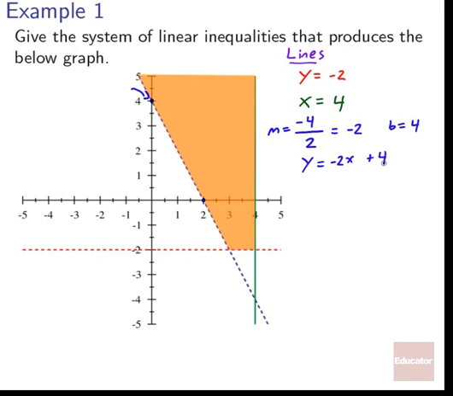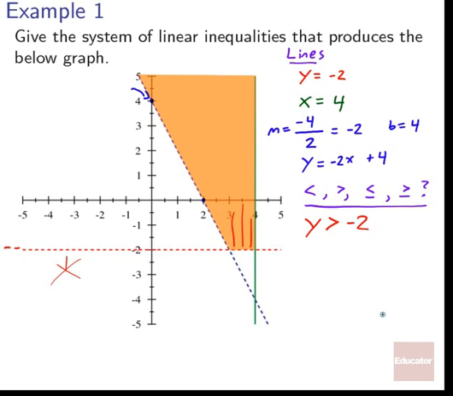So now it's a question of what symbol goes in there. We can't use equals because that would be an actual line. We need inequalities. So now it's a question of less than, greater than, less than or equal to, or greater than or equal to for each of these. We're going to swap out that equal sign for something that can actually be used as an inequality. First step, the red. The red has to shade above because we've got stuff above it. If we go below it, that fails to be true, so it must be above. That means y has to be strictly greater than, because it is a dashed line. Y has to be greater than negative 2.